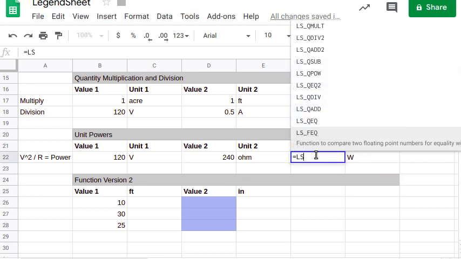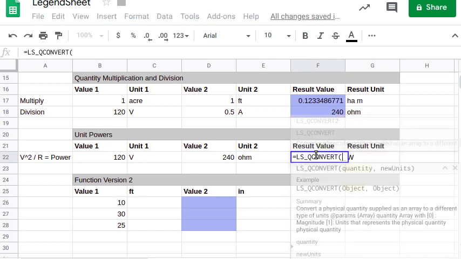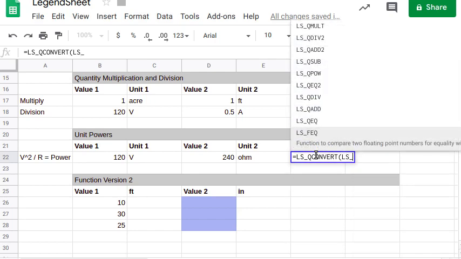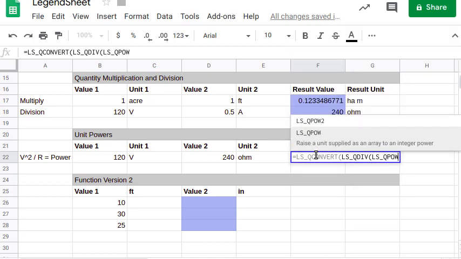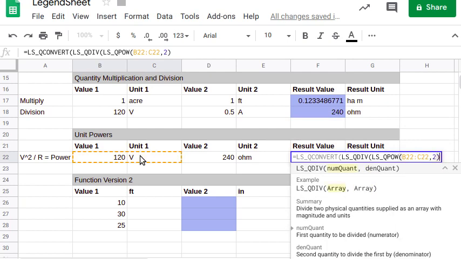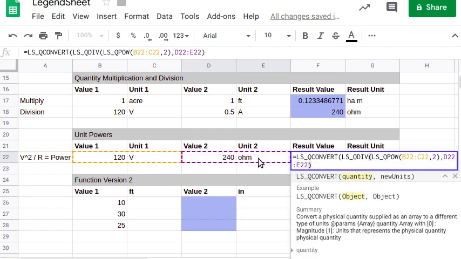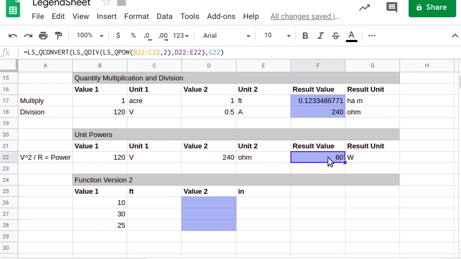And I'm just going to go ahead and do the conversion first. So we're going to chain together a whole bunch of functions here. So LSQ convert to watts, LSQ div, that's the operation we're going to use, and then LSQ pow is the new one that is going to just raise to a power. So 120 volts to the second power divided by 240 ohms and then converted to watts. And we can see we get 60 watts, which is the amount of power being dissipated in that conductor. So really handy stuff, right?